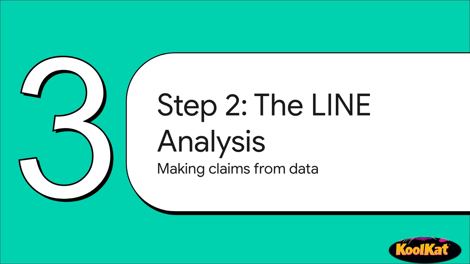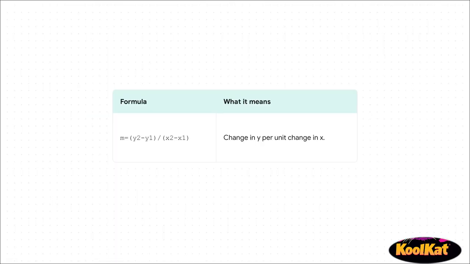All right, so once we've done our quick dot scan and we've confirmed, yep, this looks like a pretty straight line, we can move on to the second part of our routine, line. This is where we get a bit more specific and start making some actual evidence-based claims about the data. So how do we put a real number to that trend we're seeing? We use the slope formula. It looks a little scary, but it just tells us the rate of change.